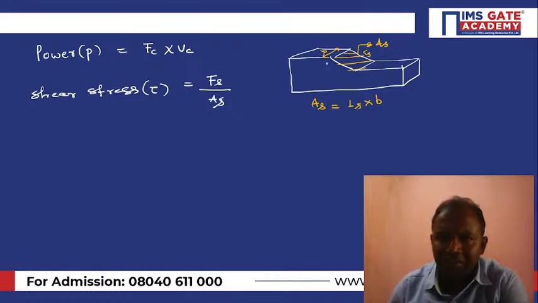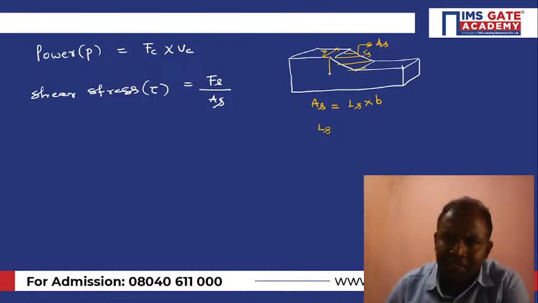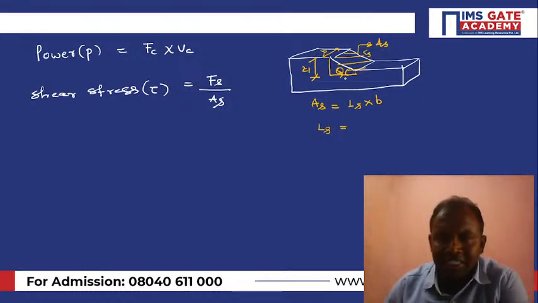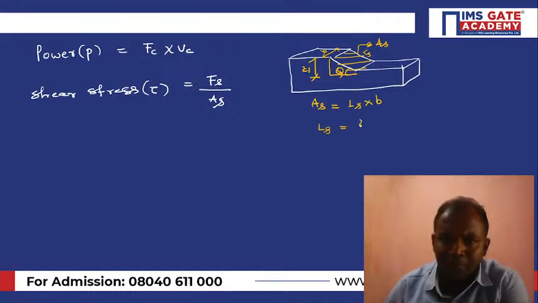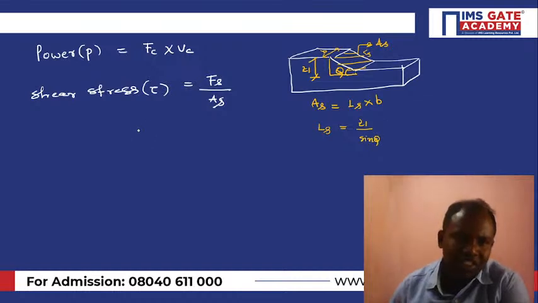Now, how can Ls be found out? Take this triangle, as we know that this is phi and this is t1. Now Ls equals t1 by sine phi. Now you just substitute that.